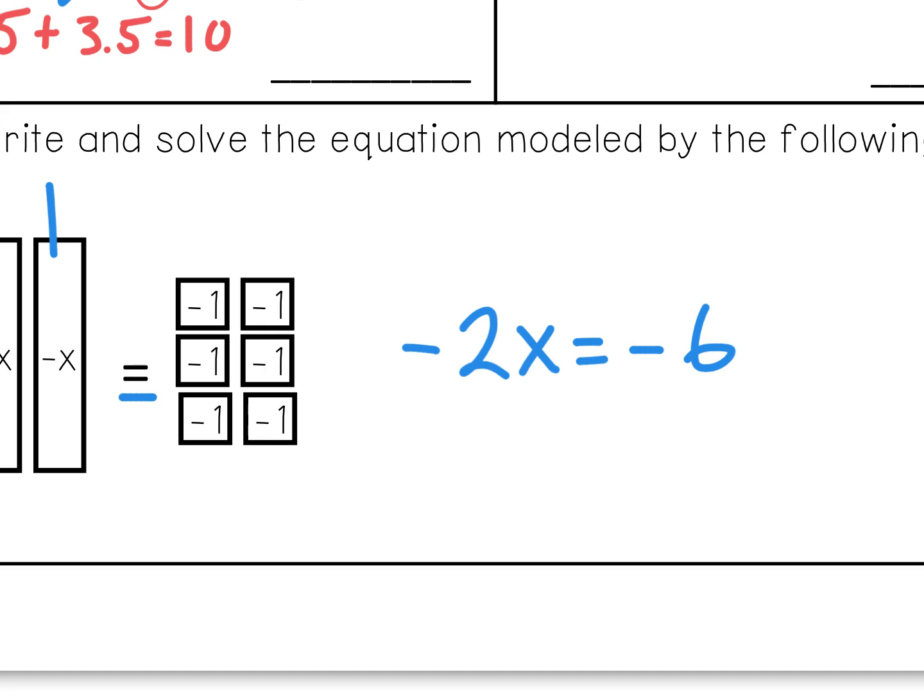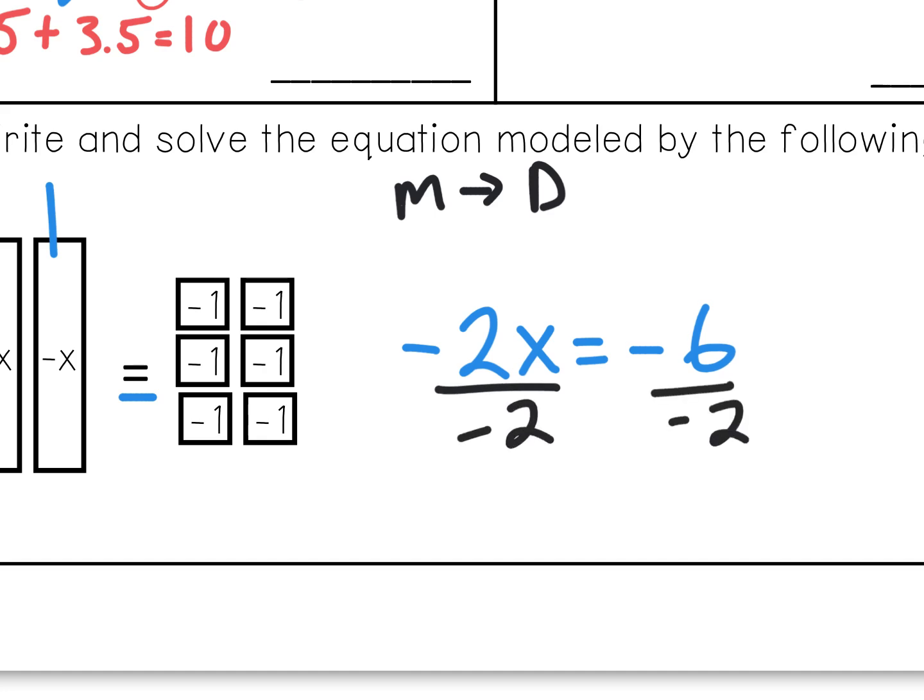Now, how do I undo, well, first off, is this multiplication, division, addition, or subtraction? Okay, if it's multiplication, how do I undo it? Division. So what do I need to divide x by to get it by itself? Negative 2. Good. Okay. Well, negative divided by a negative is a positive. So that's gone. 2 divided by 2 reduces to 1, so that's gone. So what's left?